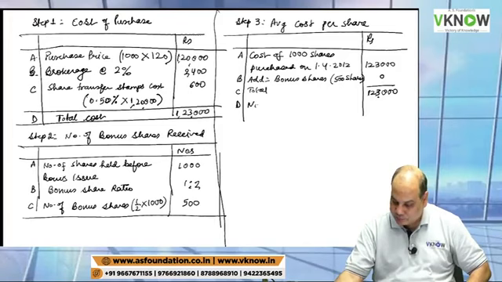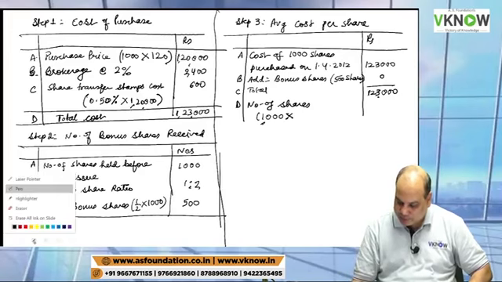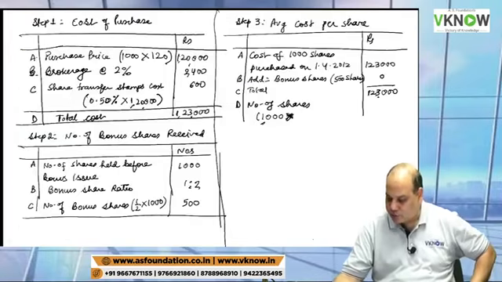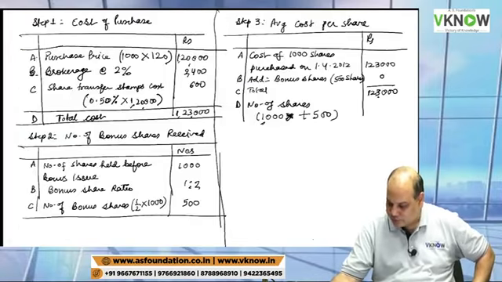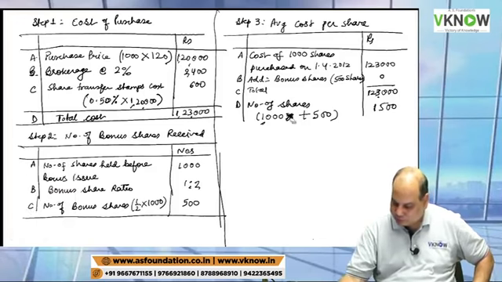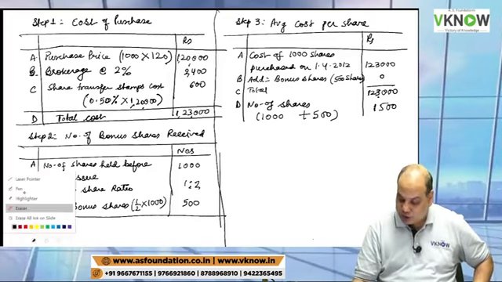And point D, number of shares: 1000 plus 500, 1500. Number of shares will be 1500. 1000 original, 500 bonus. So you will answer now.